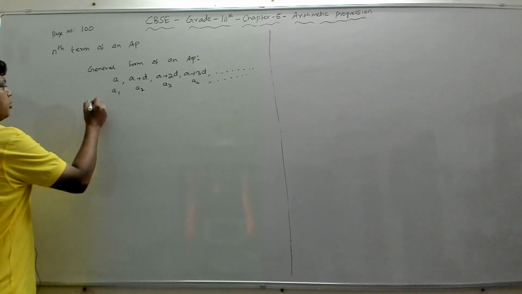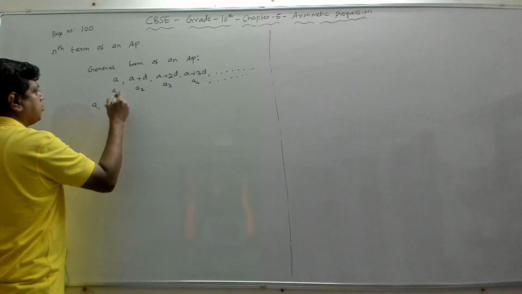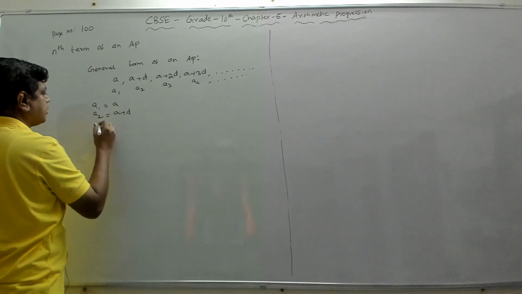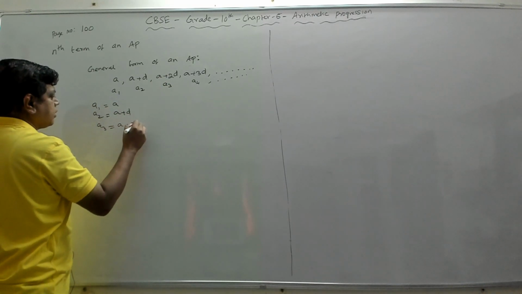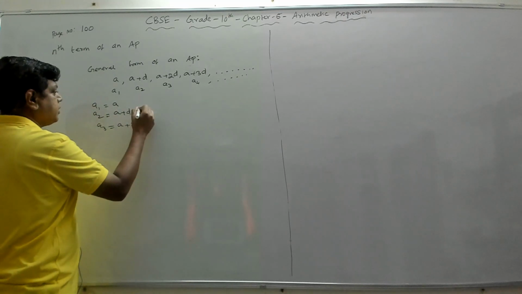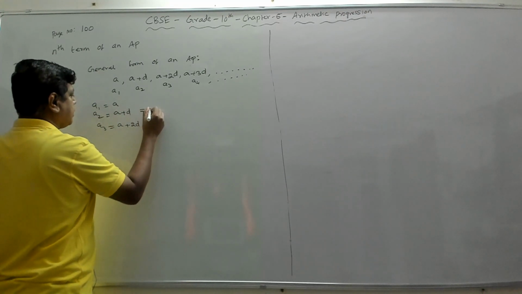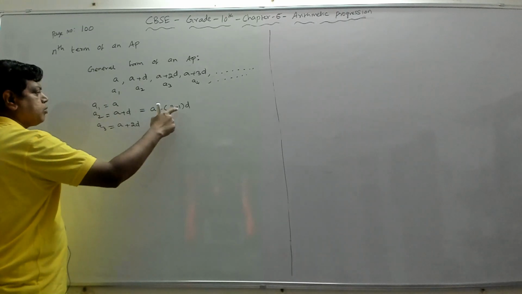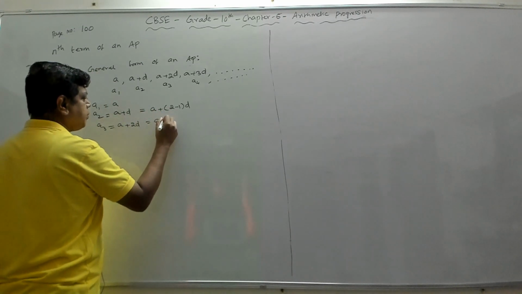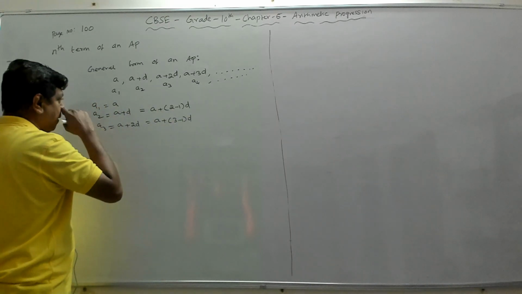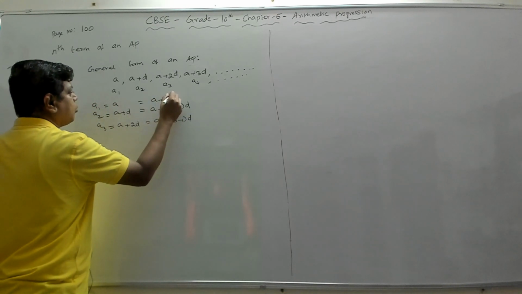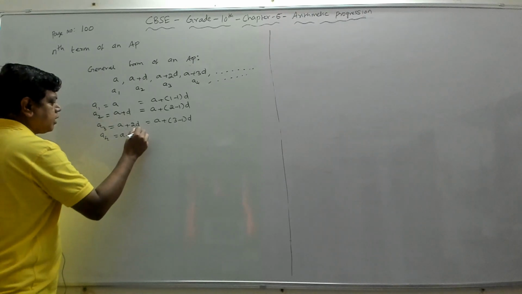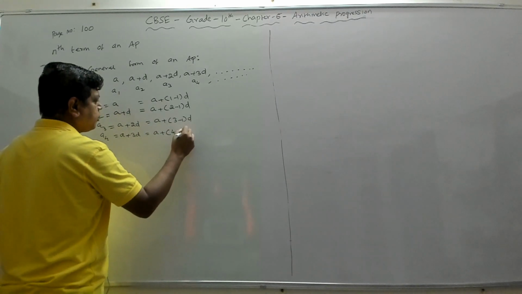Your a1 is basically a, the first term, your a2 is a plus d, and your a3 is a plus 2d. Now if you observe, a plus d can be written as a plus (2 minus 1) times d, and 2 minus 1 is 1. Again, a plus 2d can be written as a plus (3 minus 1) times d. Similarly, a can be written as a plus (1 minus 1) times d. So similarly, a4 is a plus 3d, which can be written as a plus (4 minus 1) times d.